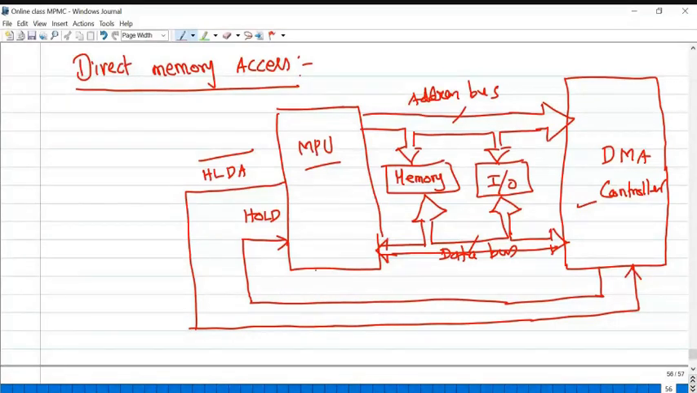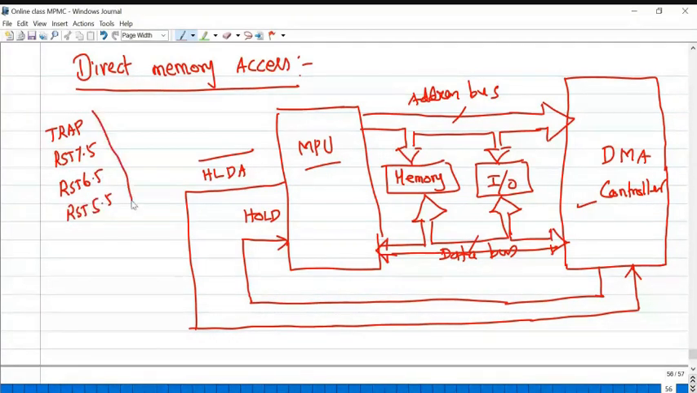And we studied the interrupt priority. The one important thing: the priority is highest priority TRAP, then RST 7.5, RST 6.5, RST 5.5. This is the interrupt priority.